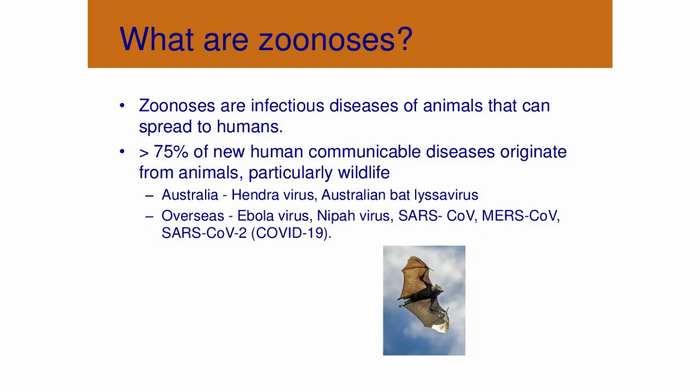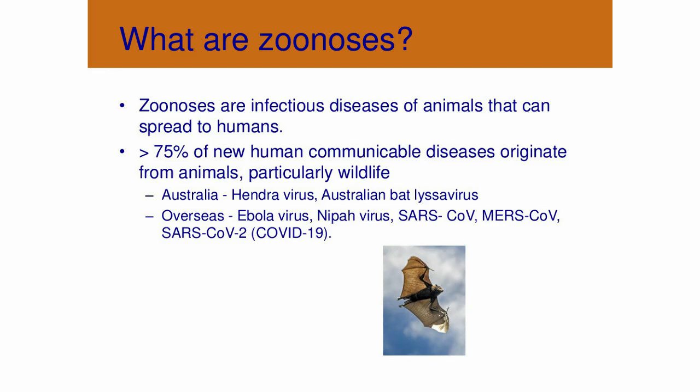So first up, what are zoonoses? Well, these are infectious diseases of animals that can spread to humans. They're a really important group of communicable diseases because more than 75% of new human infections originate from animals, particularly wildlife. So recent emerging zoonoses in Australia have included Hendra virus and Australian bat lyssavirus.